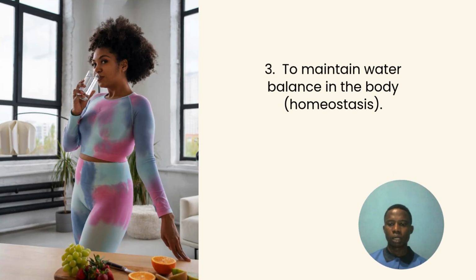The third importance of excretion is it helps to maintain water balance in the body, that is homeostasis. Now let's look at the meaning of homeostasis. Homeostasis is the regulation of a constant body internal environment. When the waste product is being removed from the body of an organism, it helps to maintain water balance in the body.